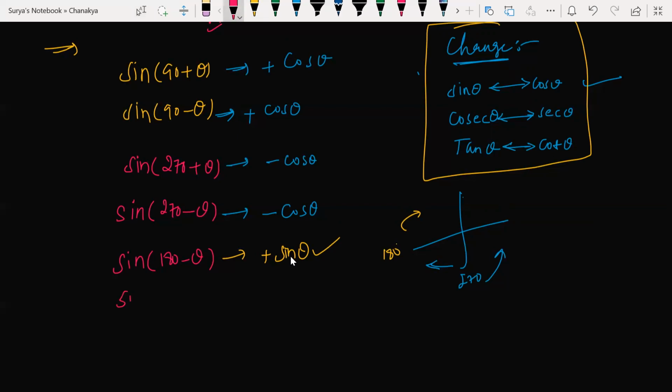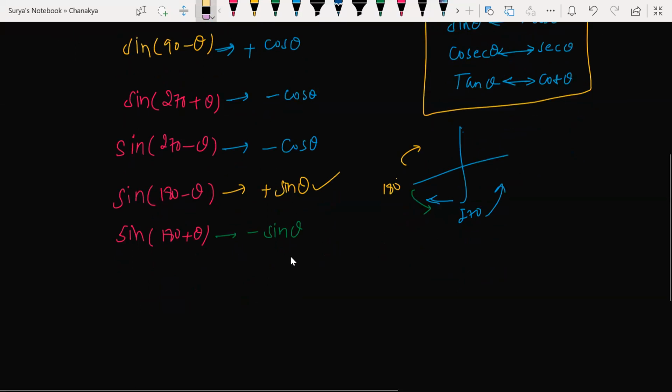Next. Sin 180 plus theta is what now? Which quadrant? 180 plus theta is nothing but the third quadrant, or not? So minus sin theta. Very good. Why? Because in 180 plus, sine will be negative. 180 means function will not change. So minus sin theta. Hope you got my point.